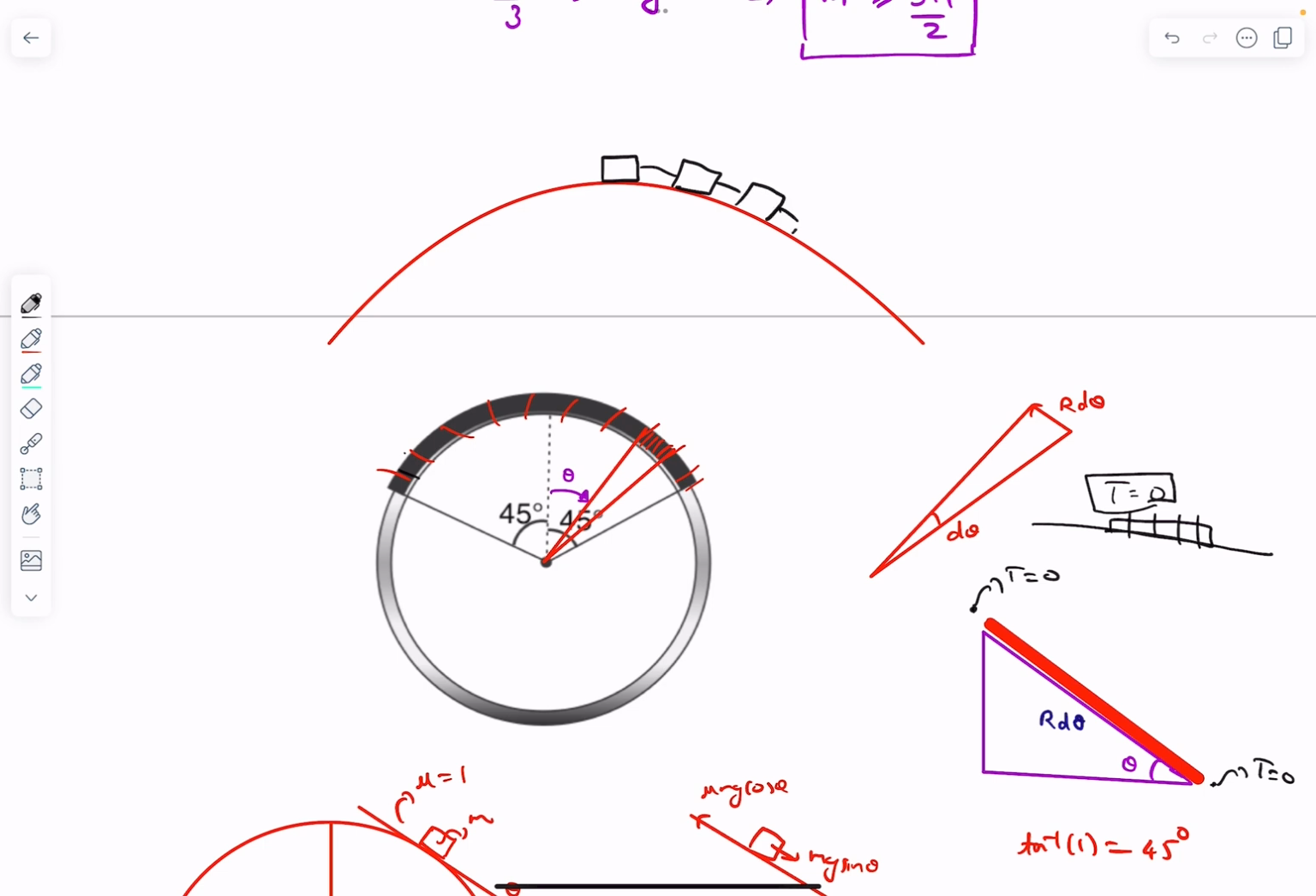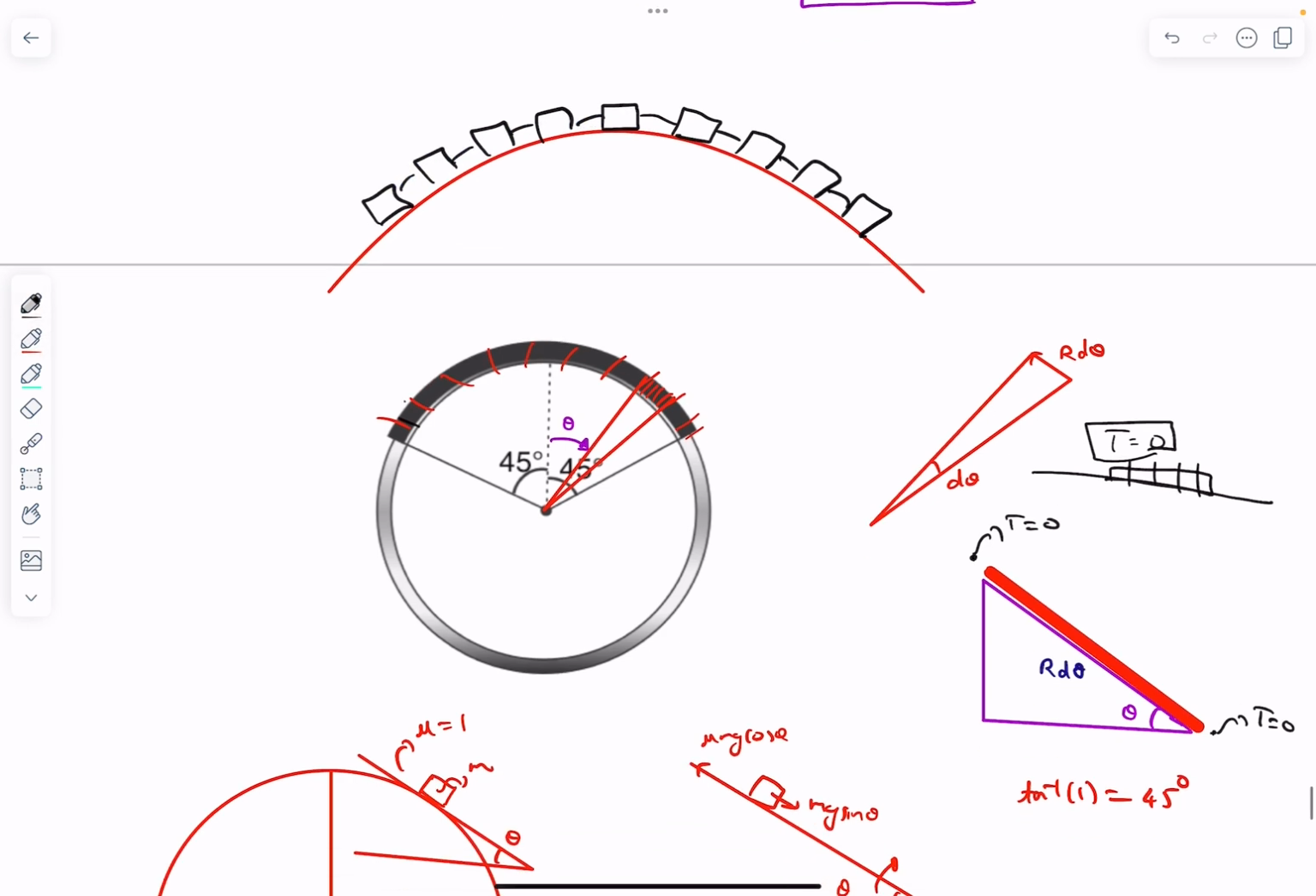Another way to visualize this is a train of blocks connected by strings, something like this. Here, if you keep a block, it won't slip, which means tension is zero. And you can say the same thing about each of these blocks. So yeah, that was it for this question.